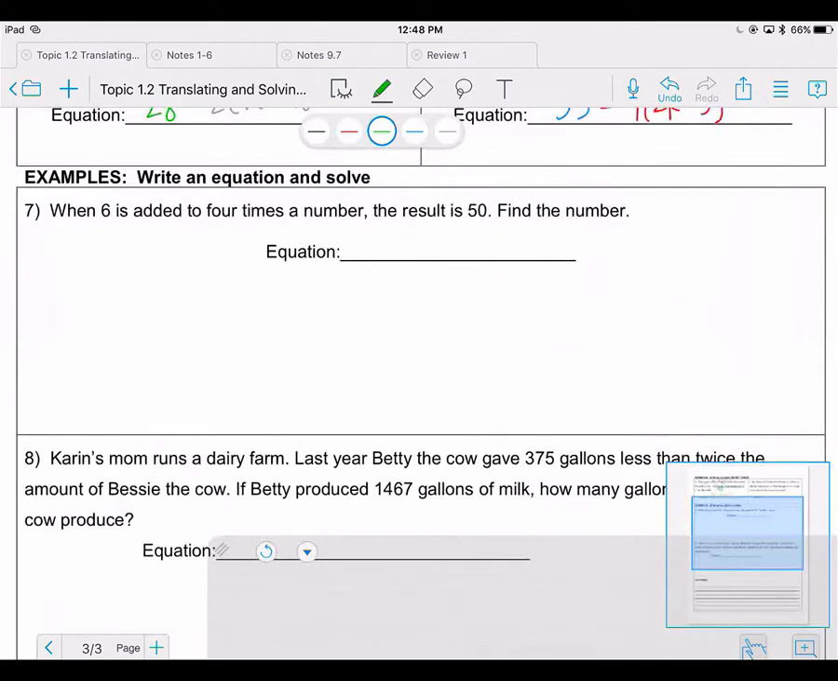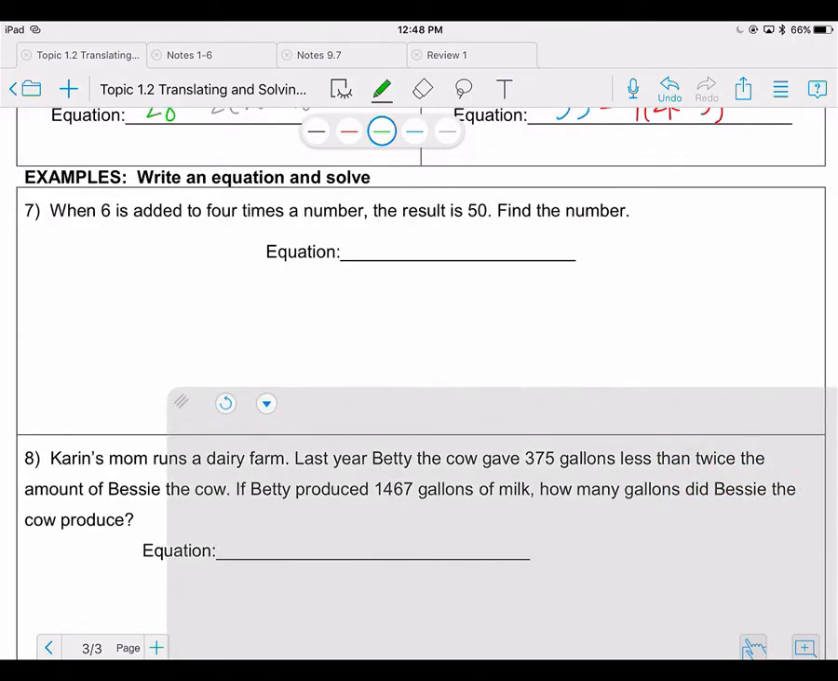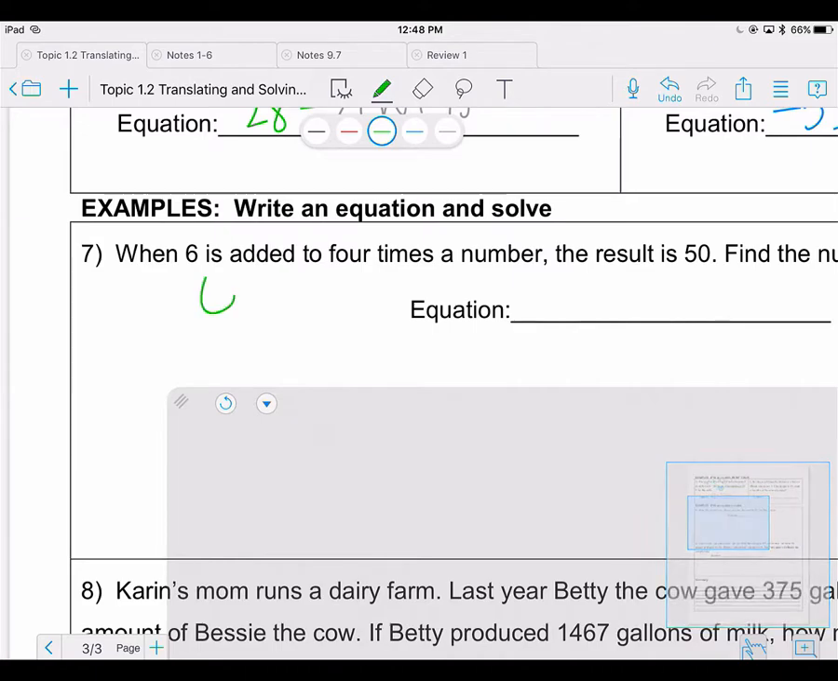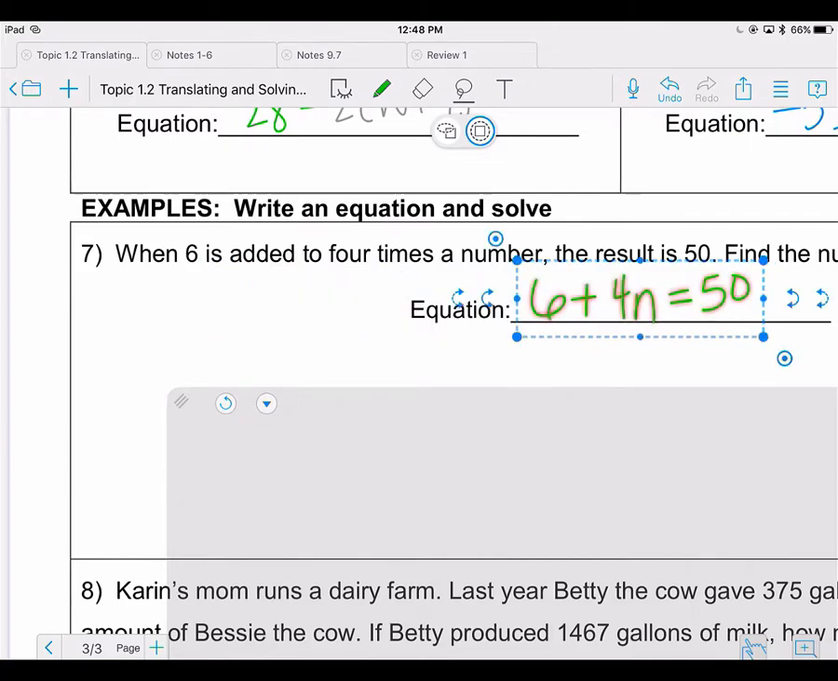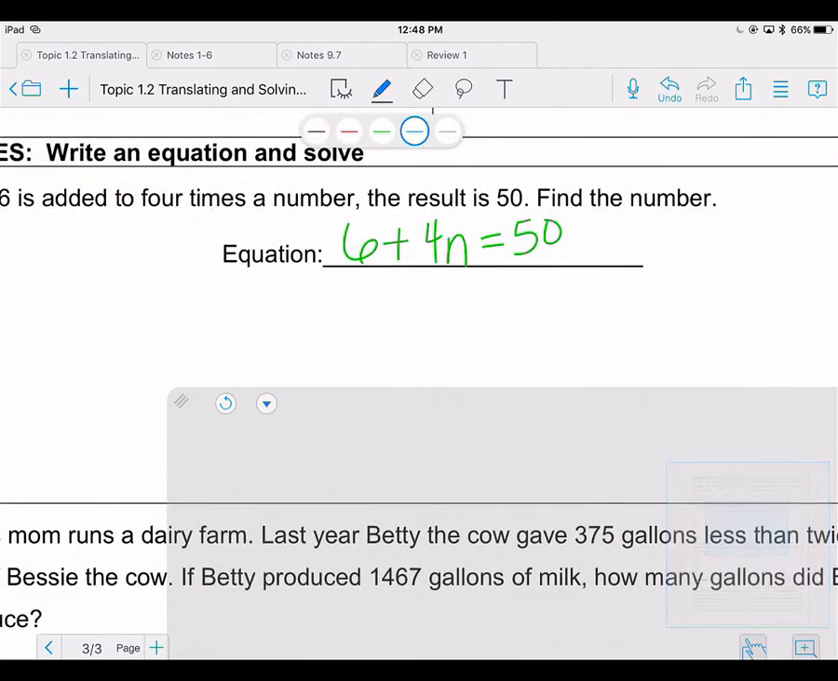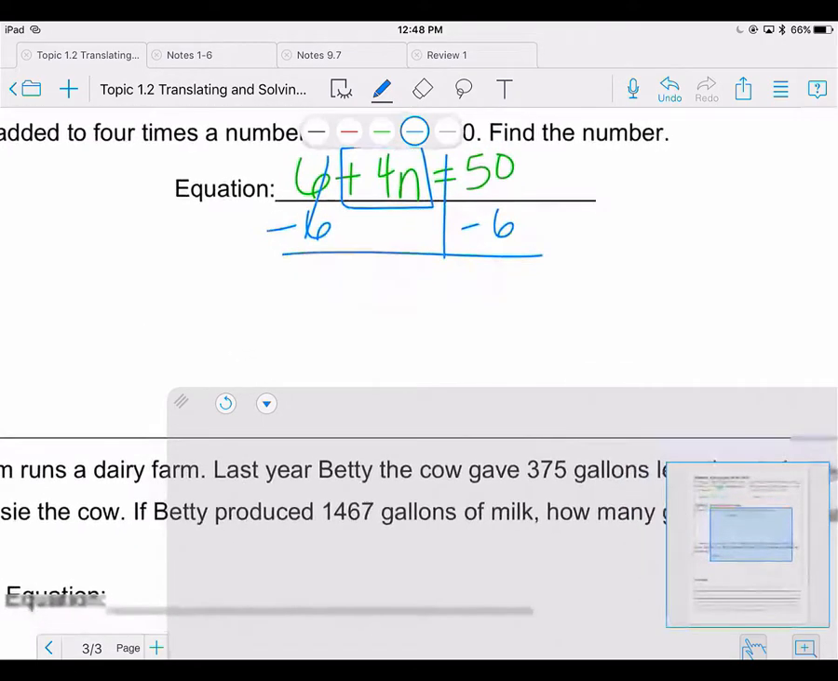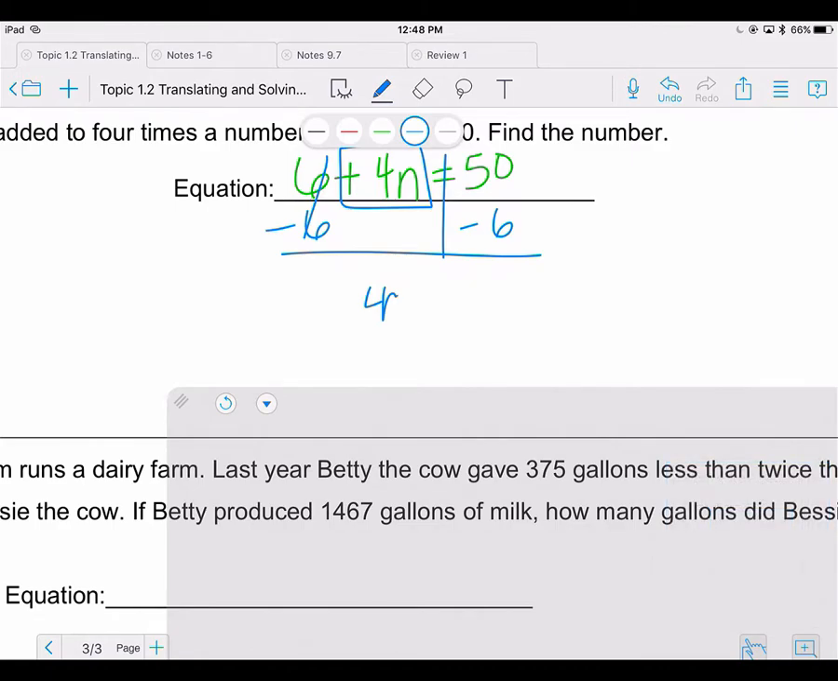2 more problems. When 6 is added to 4 times the number, the result is 50. Find the number. So when 6 is added to, so added to 4 times the number, the result is, so equals 50. And that's going to be my equation, so I can just scoot it over here. And this one they do want me to solve, so I box my letter, subtract or do the opposite of whatever's on the outside. So 4n equals 44. And then divide both sides by 4. So the number would be 11.